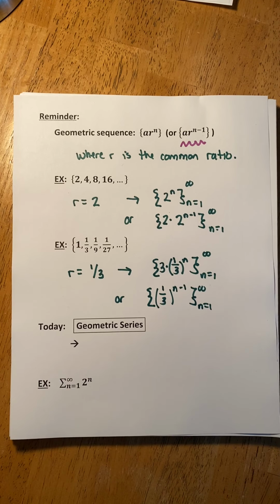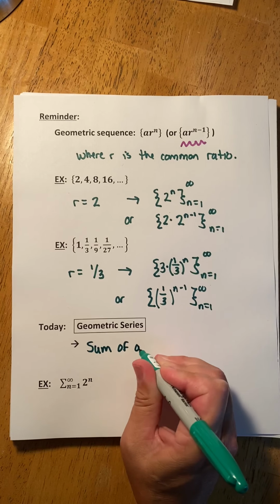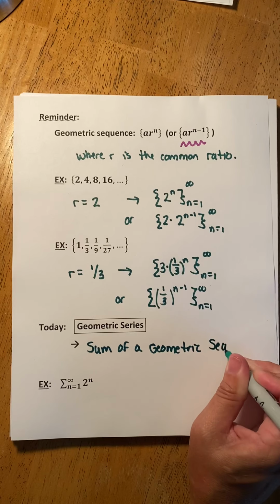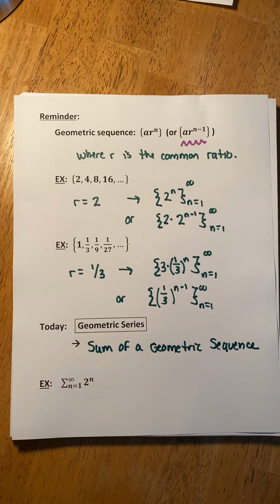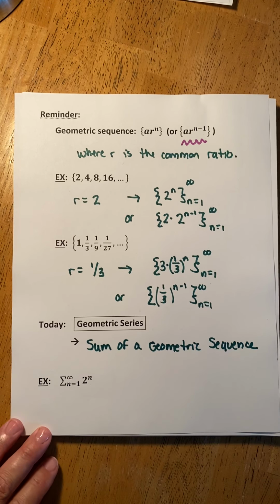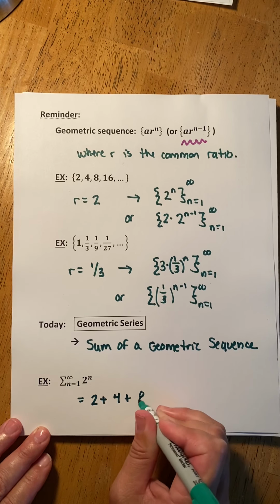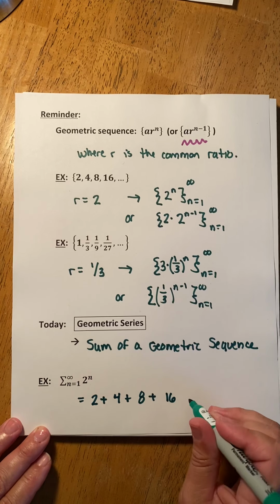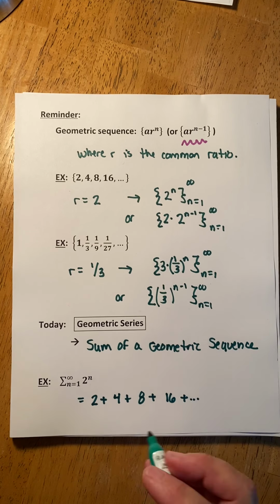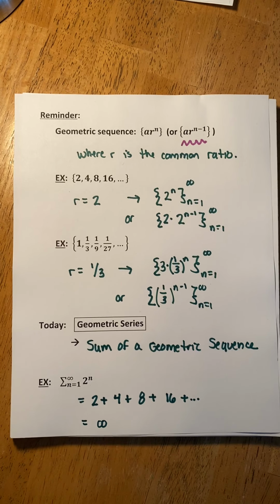Today we're going to talk about a geometric series, which is the sum of a geometric sequence. So for example, let's look at this guy right here. N equals 1 to infinity, 2 to the n, would be 2 plus 4 plus 8 plus 16 forever. And as you can imagine, this sum would be infinite because we're adding bigger and bigger numbers each time. These are growing without bound.